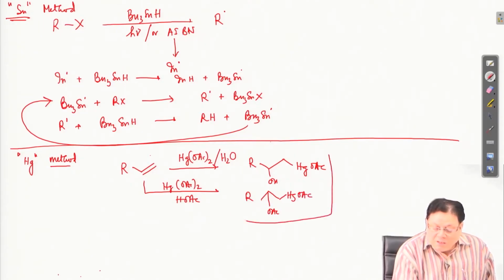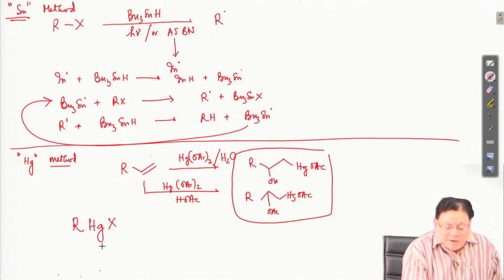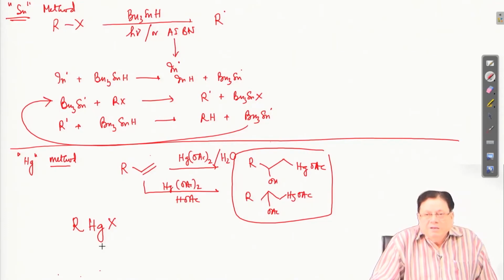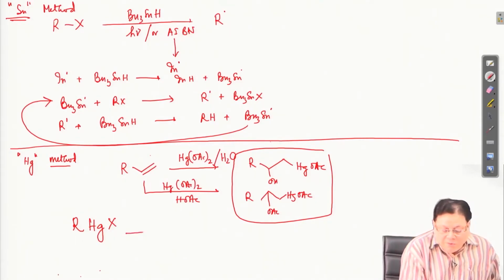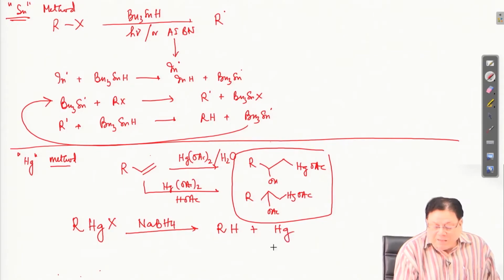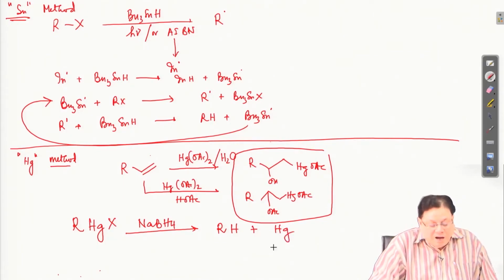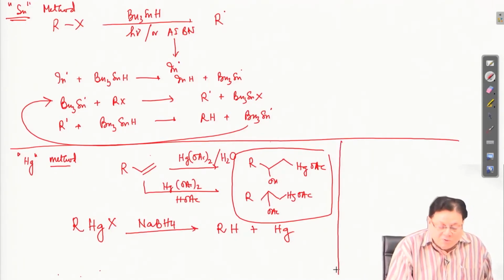Okay. Now, let us call this RHgX, where X can be acetate, X can be halide, so mercury chloride, all these are possibilities. So, we call this in general RHgX. Now, if you reduce RHgX with sodium borohydride, then what happens? You get RH plus mercury. So, metallic mercury comes out and the result is that the R-Hg bond is broken and that is replaced by hydrogen. Okay. So, RH.